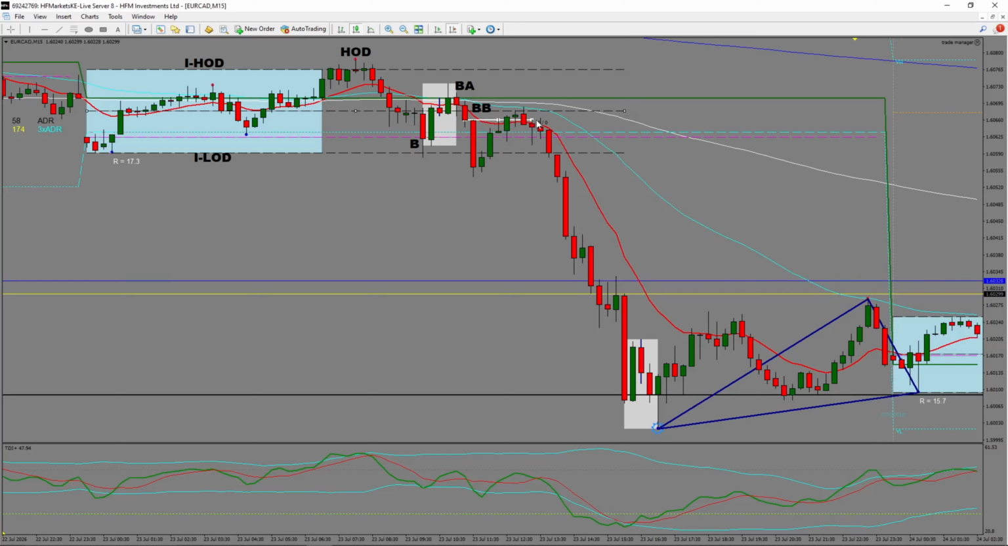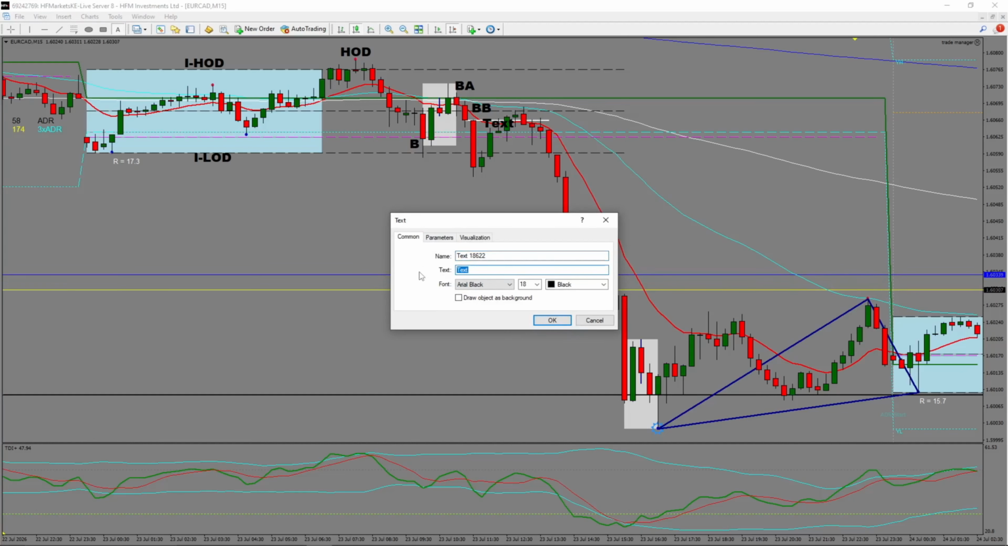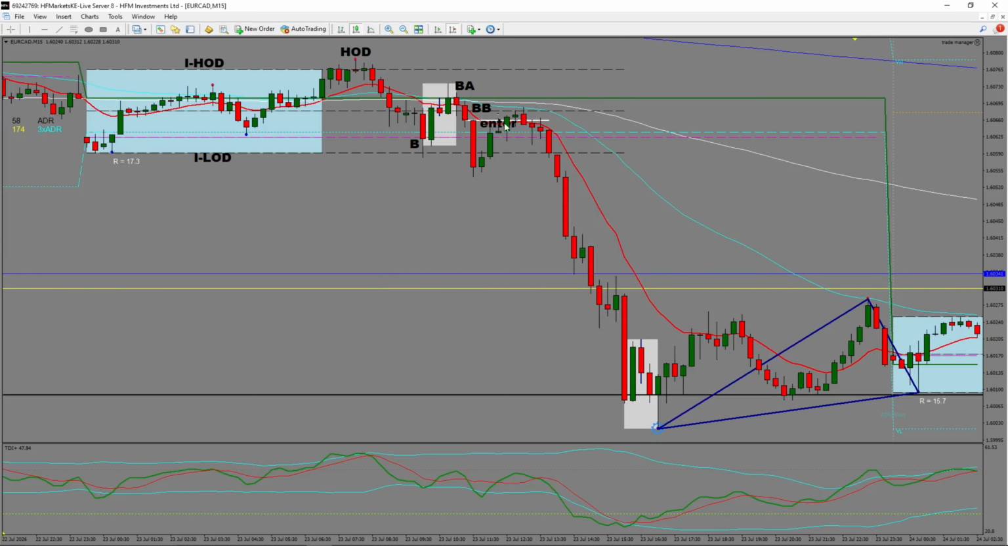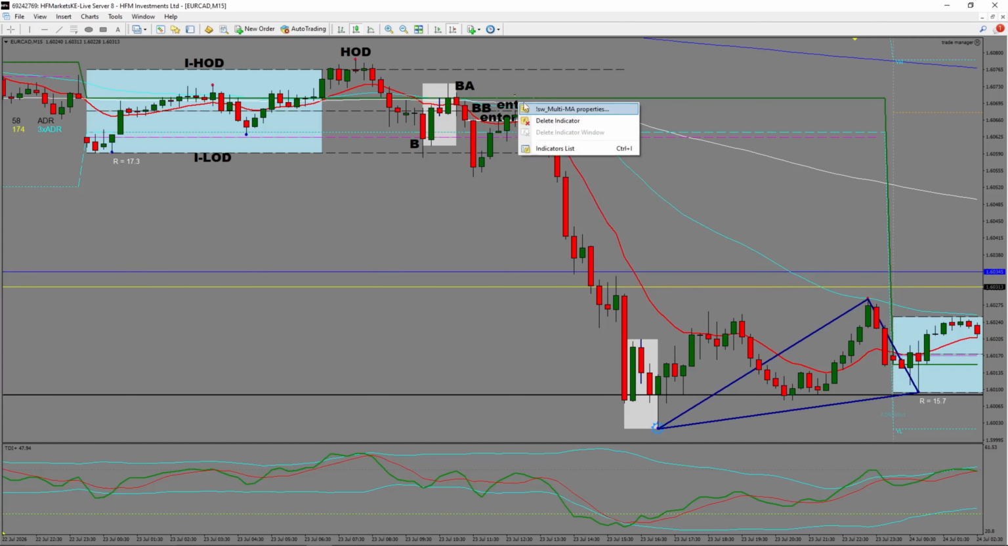Okay, let me mark it like this. Okay, I like it to be a straight line. So this should be your entry. So that's how you should have taken your entry. So you'd have entered right there, and which direction you'd have taken? You'd have taken a sell entry.